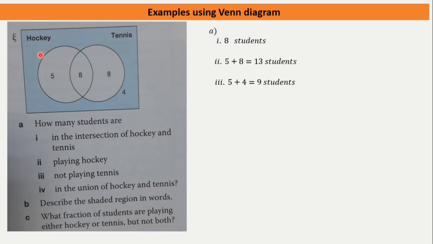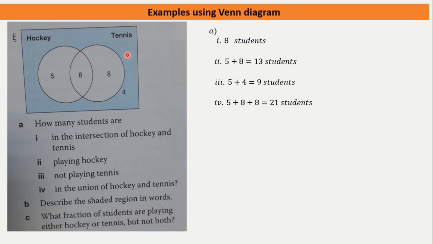Union means we take all the numbers in the hockey circle and all the numbers in the tennis circle, we add them all. 5 plus 8 plus 8. That's 21 students playing hockey or tennis. P. Describe the shaded region in words.